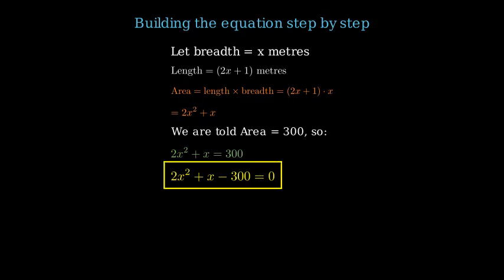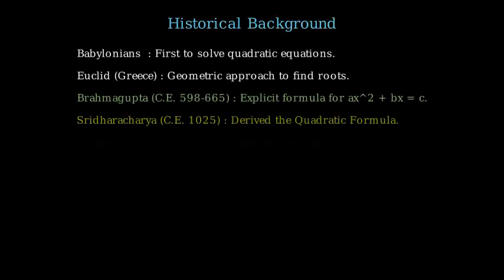Historically, Babylonians were the first to solve such equations geometrically. Brahmagupta gave an explicit formula. Sridharacharya derived the famous quadratic formula.